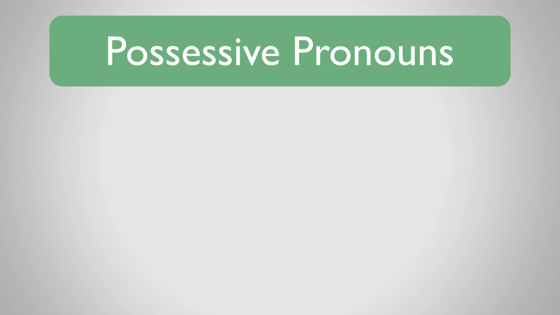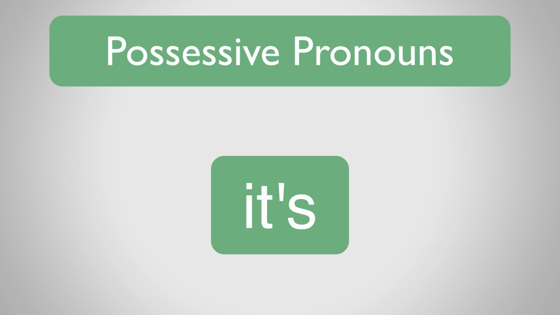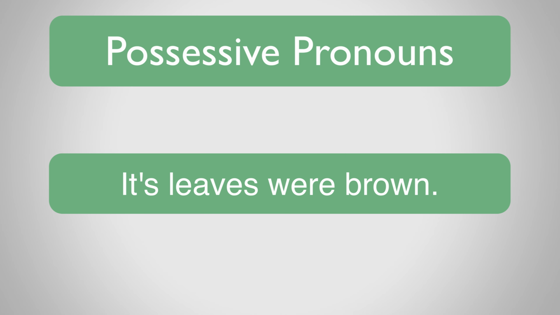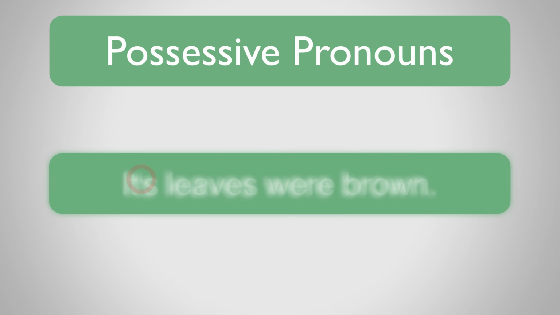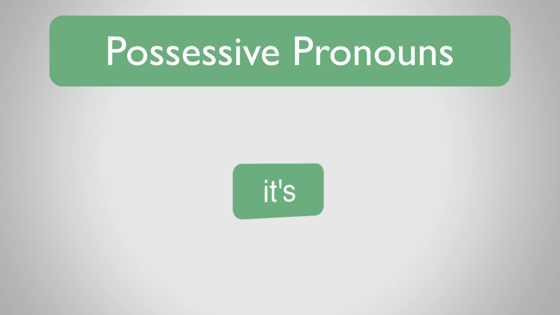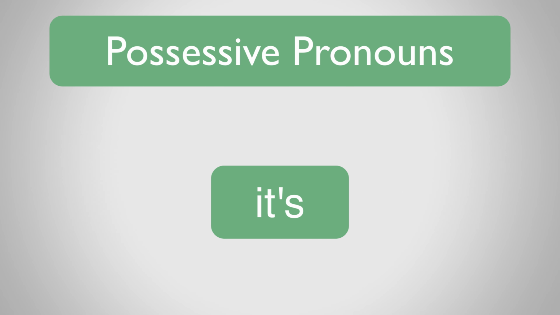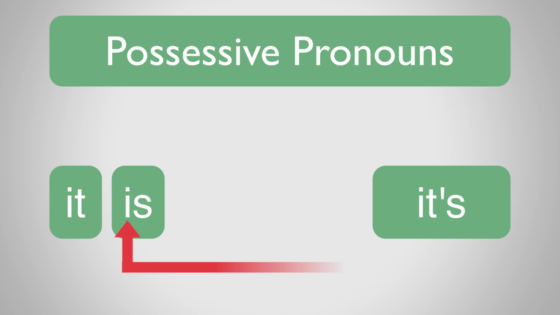One of the most common mistakes is to write its with an apostrophe to show possession. Its leaves were brown. In this sentence, the possessive pronoun is clearly referring to a tree, and the leaves clearly belong to the tree, but no apostrophe should be used. We only ever use an apostrophe with its if we're writing the contracted form of it is.